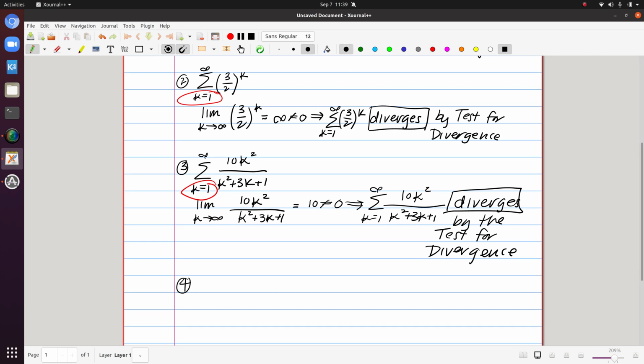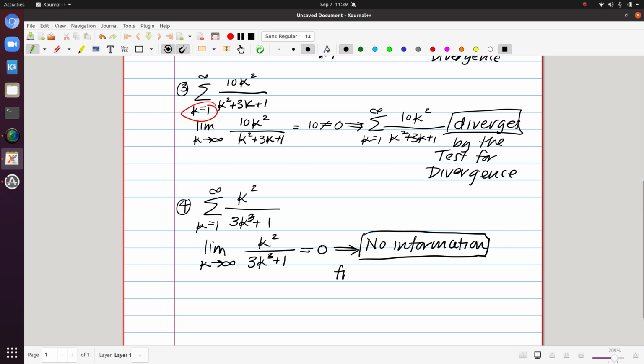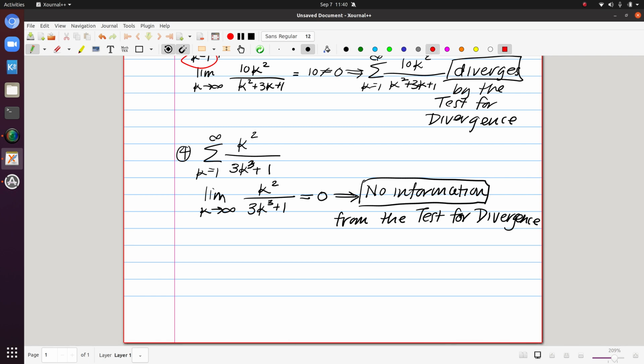So example 4, if I have the sum from k equals 1 to infinity of k squared divided by 3k cubed plus 1. Then again, I want to take my series terms and take the limit as k approaches infinity. Here, the degree of the bottom is larger than the degree of the top, so we get that that limit is 0. So very, very importantly, I want to point out that when this happens, we get no information from the test for divergence. And this is really important because this is a common misconception. So put this in red.